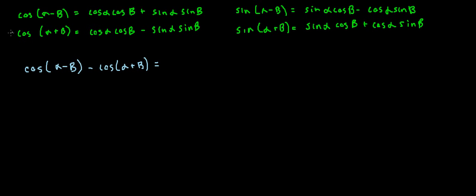And since I'm subtracting this, it is going to turn into a positive sign. So I'm going to have 2 sine alpha sine beta. And then I just divide this by 2, and I'm going to get sine alpha sine beta is equal to 1/2 cosine alpha minus beta minus cosine alpha plus beta.